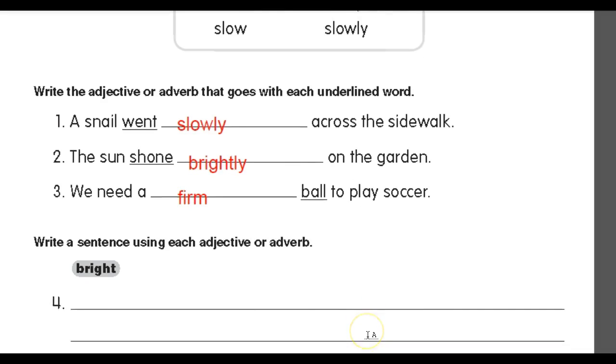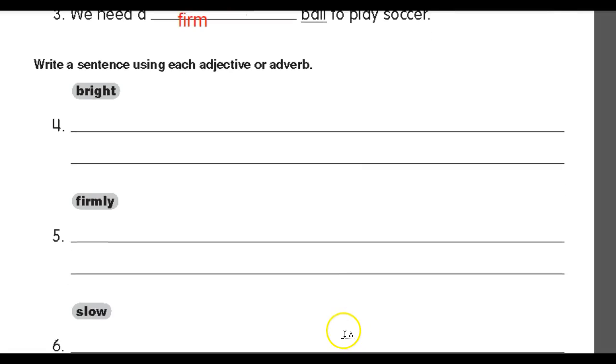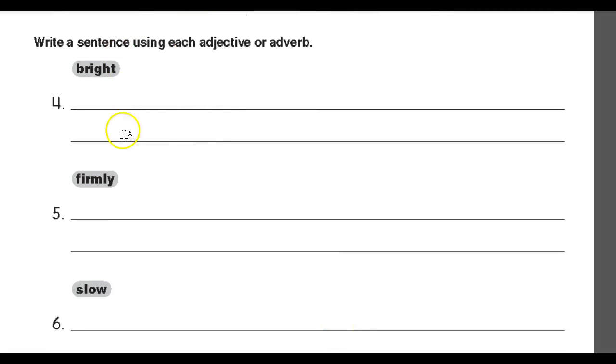We also need to make sure you've written a sentence, and we will check them when you turn them in, with bright, firmly, and slow. Make sure your sentence has a capital at the beginning. Make sure it has a proper end mark at the end. Make sure there is proper spacing in between the words and it's written neatly, and then you may turn it in.